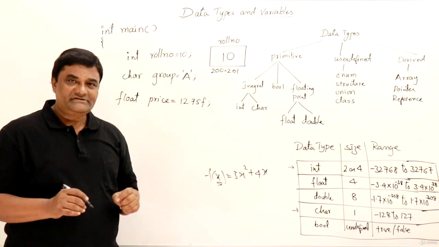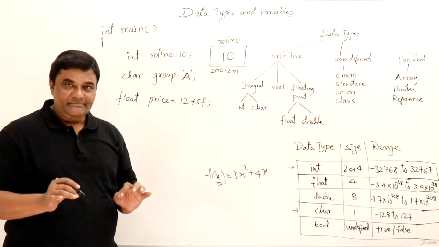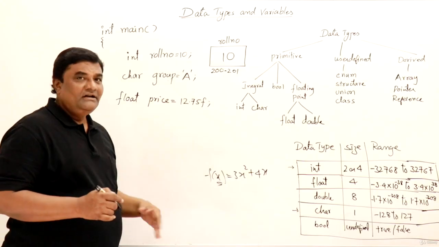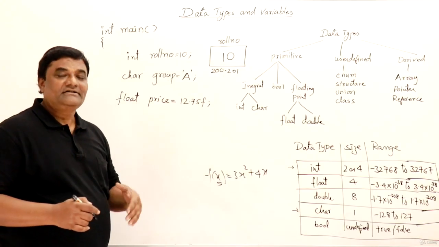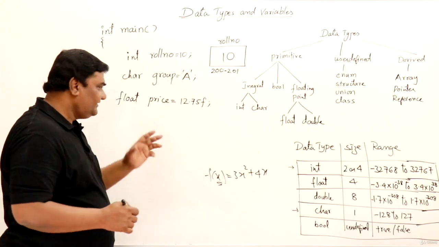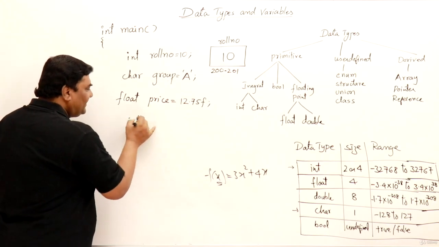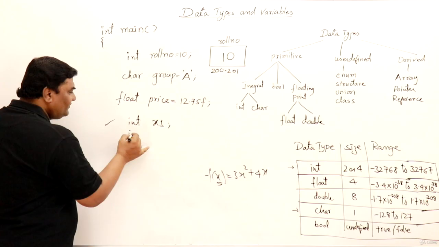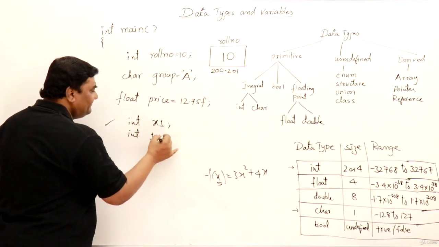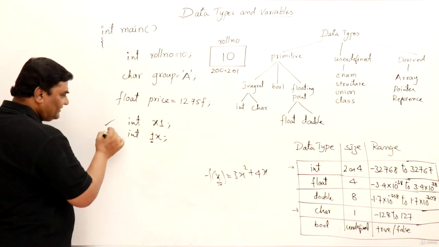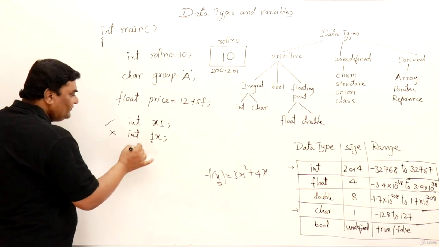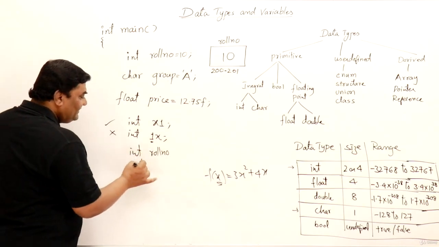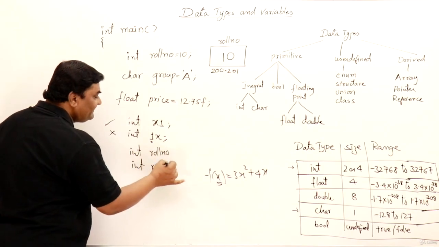Now a few rules on how to choose the variable name. I will write down valid and invalid names, and I'll tell you why they are valid and invalid. What are the things you should take care of? Let us see. You can declare a variable like x1. This is valid. But you cannot take a variable 1x, meaning a number in the beginning is not allowed. This is invalid. And you can take a variable name as roll number, but you cannot take a variable name as roll space number.